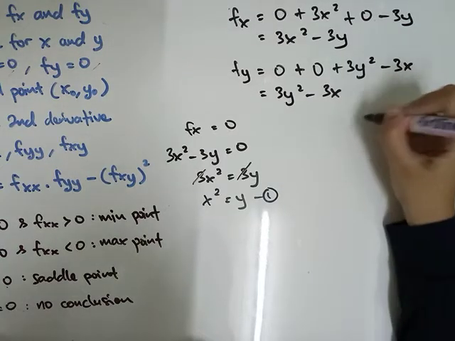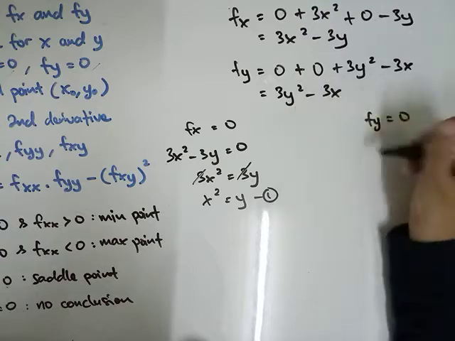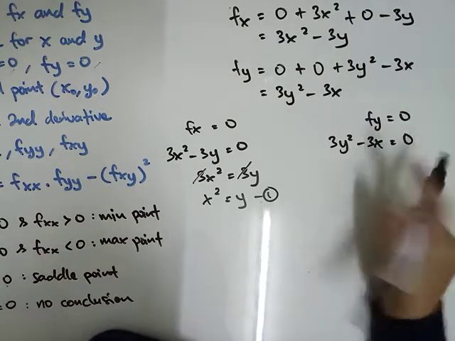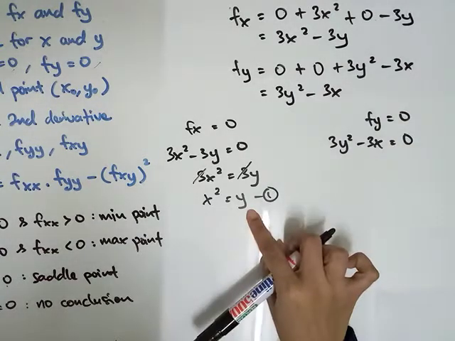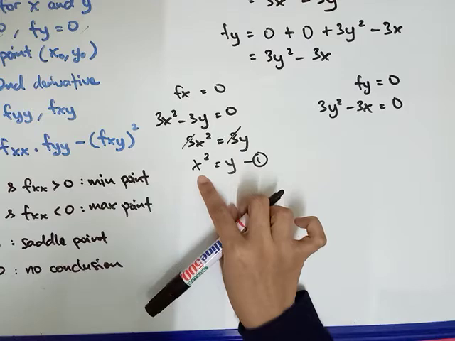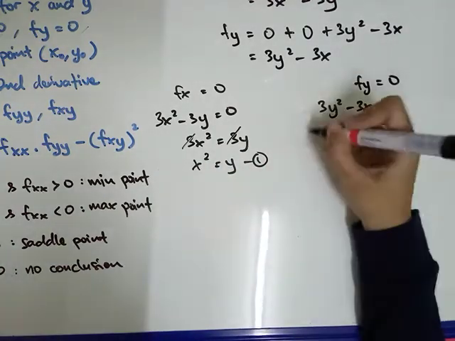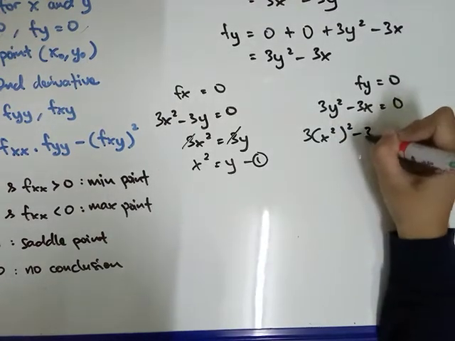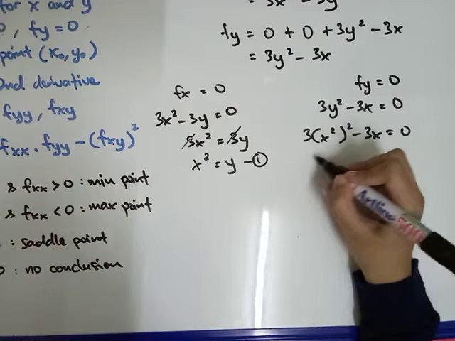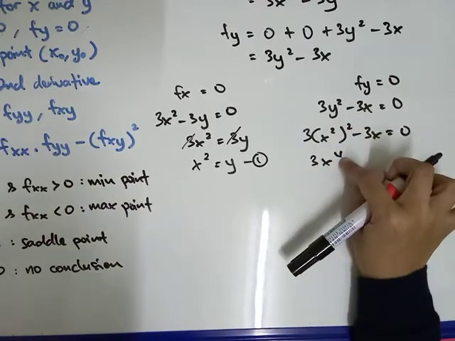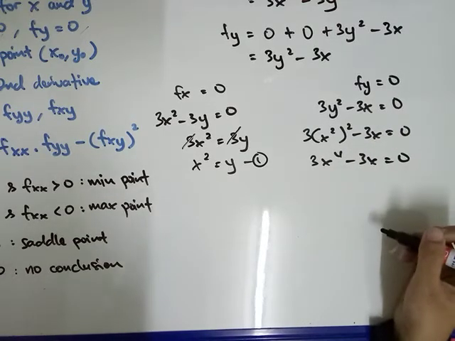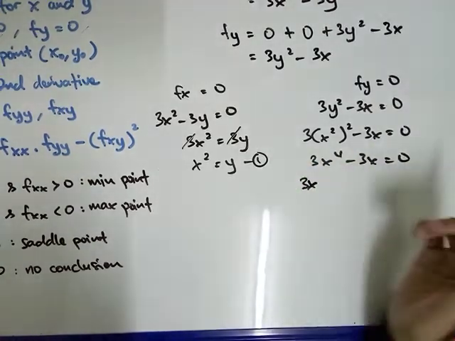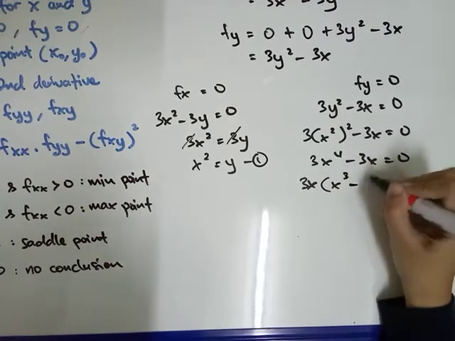What about fy equal to 0? fy is 3y squared minus 3x equals 0. We know that y equals x squared, so substitute this value of y, x squared, into y. It will become 3 times x squared power 2, minus 3x equal to 0. So it will become 3x power 4, since 2 times 2 we get 4, minus 3x equals 0. And then we have 3x here and 3x here. Factorize the 3x, take out 3x. So this will become x cubed minus 1 equal 0.